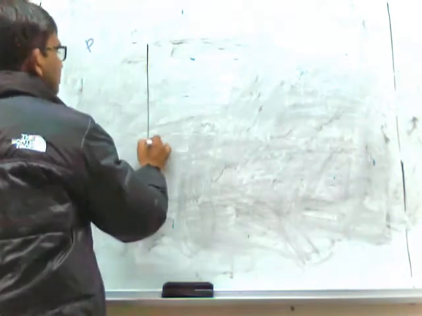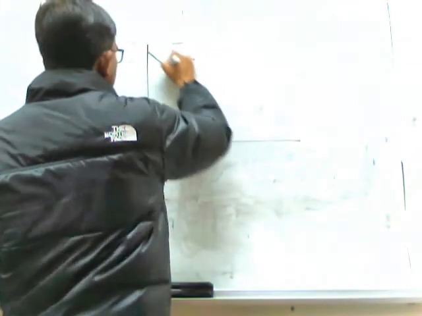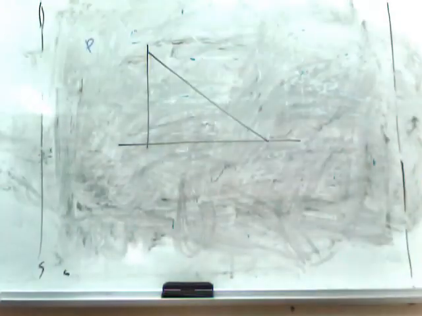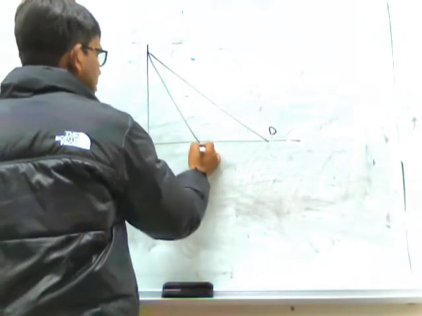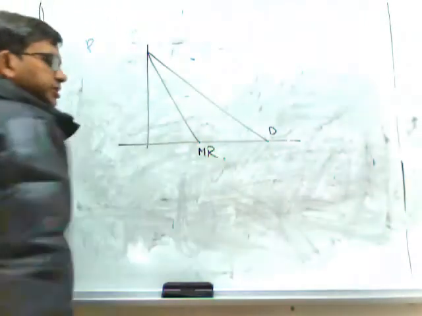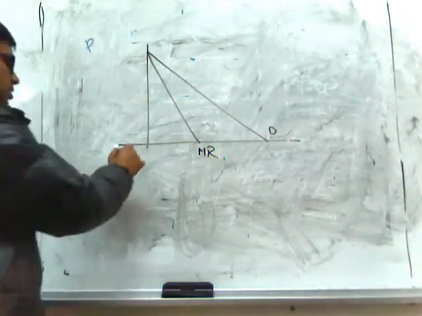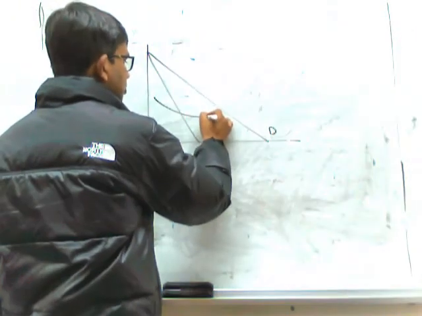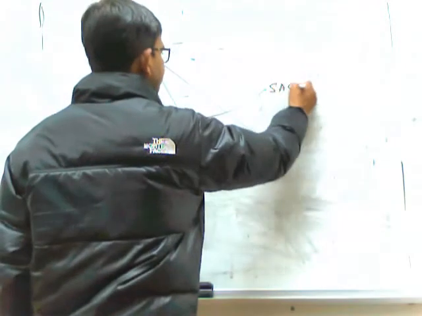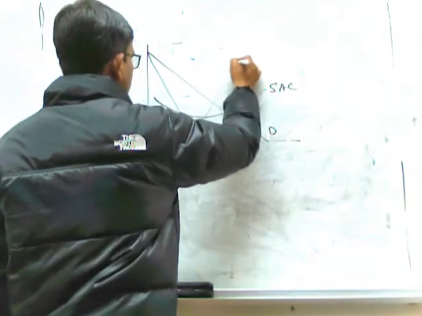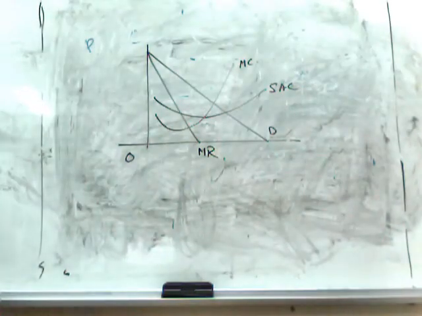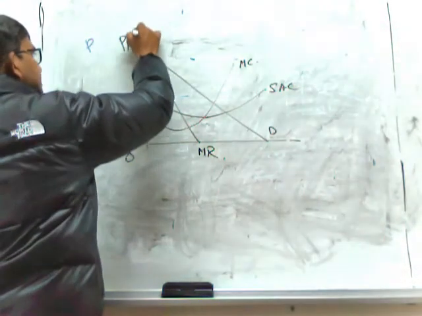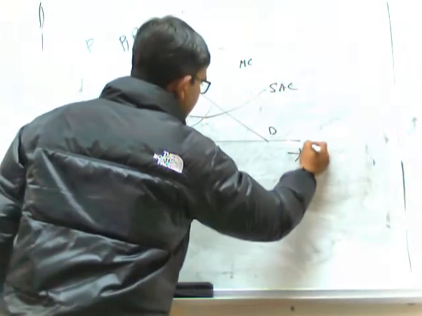Now, price determination under monopoly. So this is the demand curve. This is the corresponding marginal revenue curve. This is the short run average cost curve, and this is the short run marginal cost curve. In the vertical axis, we are measuring price, revenue, cost. In the horizontal axis, we are measuring the level of output.